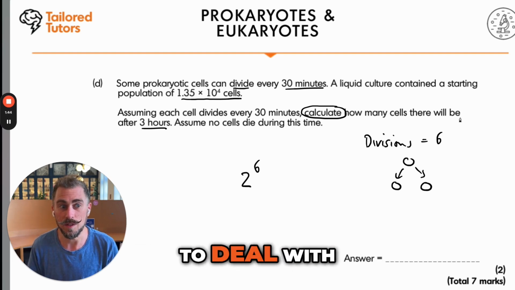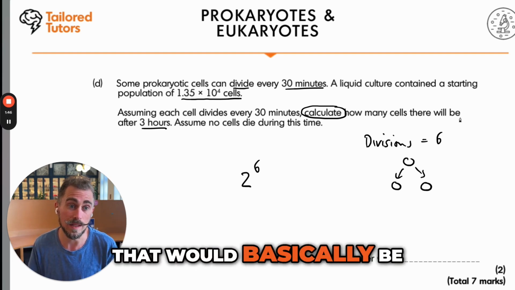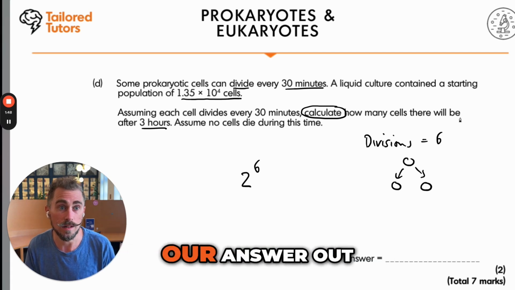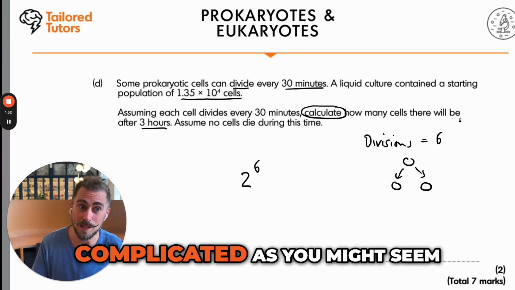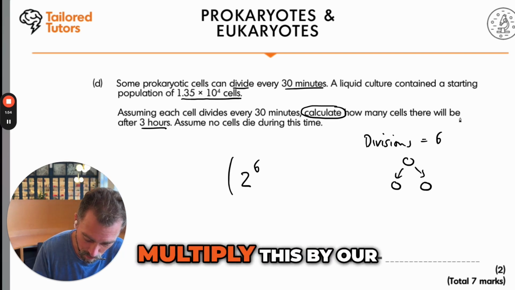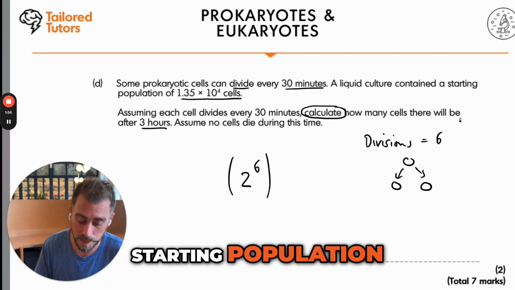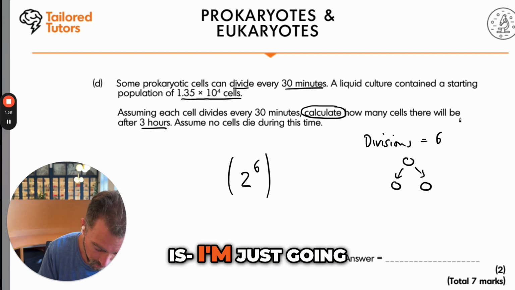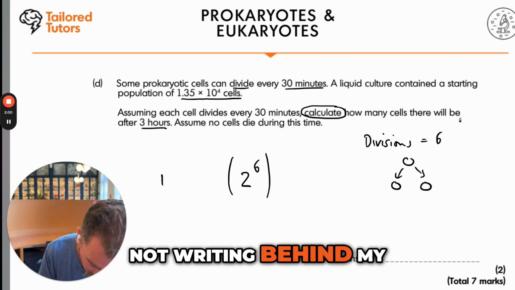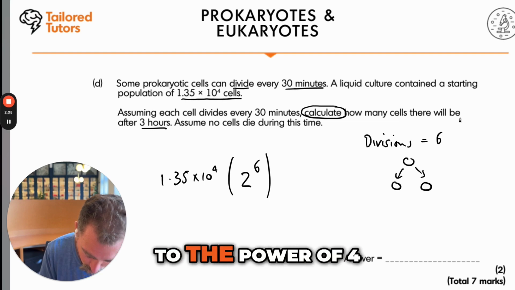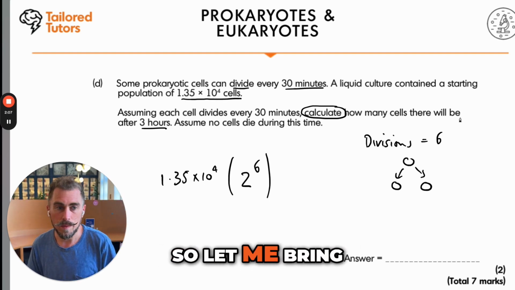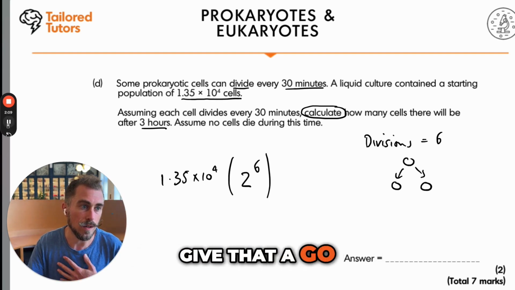But then we have to deal with the fact that if we started with 1 cell, that would be what we'd punch into the calculator to get our answer out. We didn't start with that, and it's actually not as complicated as it might seem. We're just going to multiply this by our starting population, which in this case is 1.35 times 10 to the power of 4. So let me bring up a calculator and give that a go.